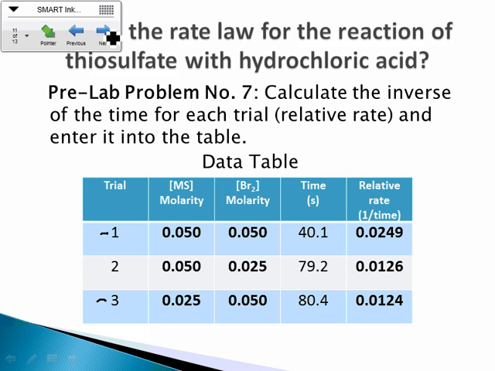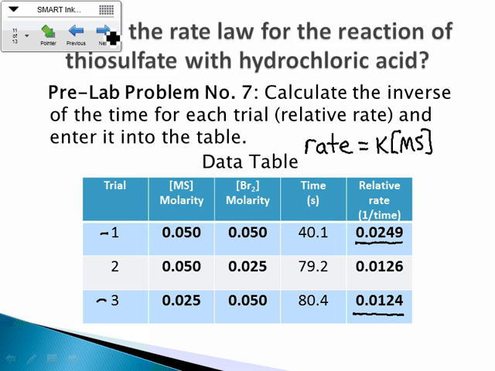Okay, so notice it goes from a relative rate of 0.0124 to 0.0249 when you double the concentration. Okay, so then what is the order of the reaction with respect to MS? It's first order, right? Because you double the concentration, you double the rate. So it's first order with respect to MS. So if we're writing out a rate law here, it always starts with rate equals k times something, okay? So it's just going to be k times MS to the first power.